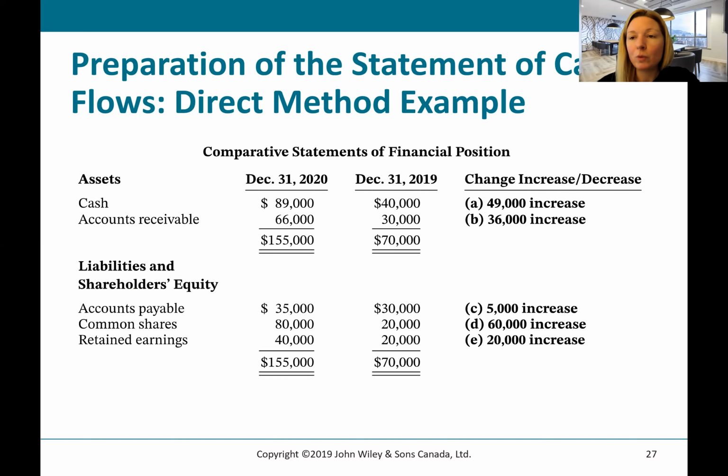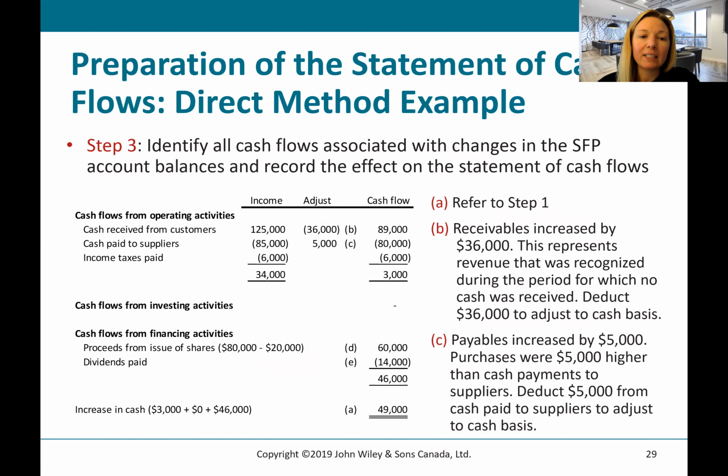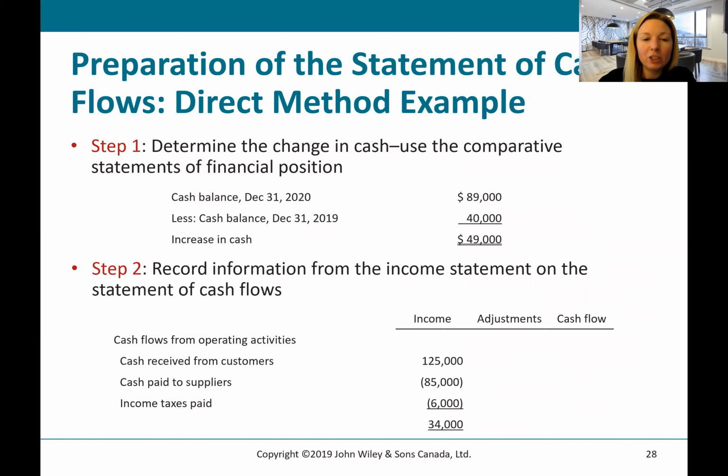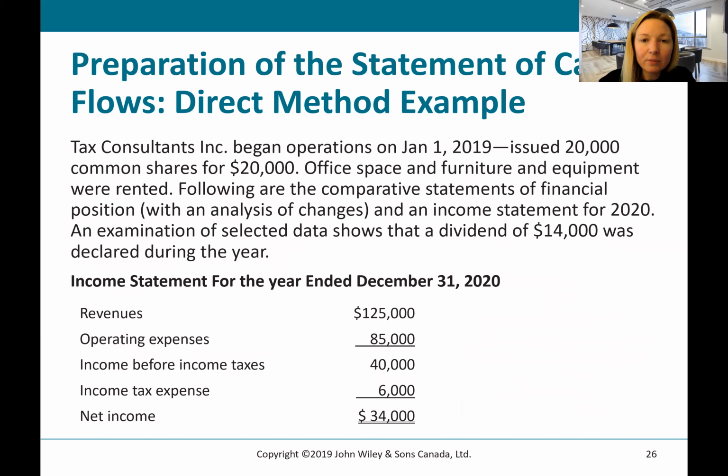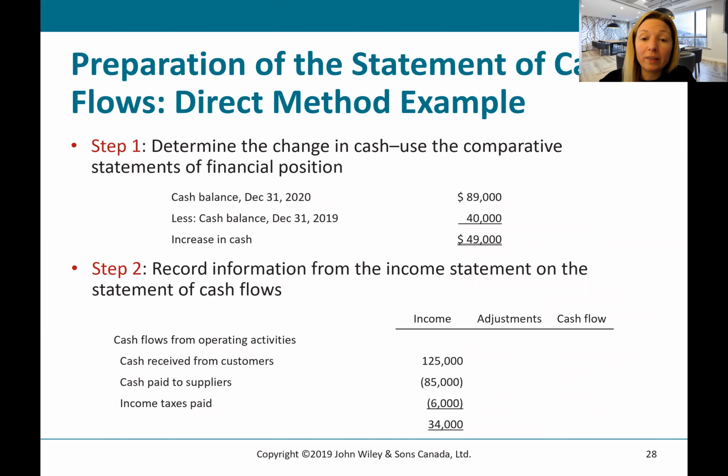And now we only have 2 equity accounts left. So there's no long-term assets like PP&E, so we didn't have any investing activities. You can see how that section's blank. But we do have some cash flows from financing activities. In the supplemental information, we were told that they issued 20,000 common shares for $20,000 and that a dividend of 14,000 was declared during the year. So we've got 2 equity transactions that we were actually told right there.